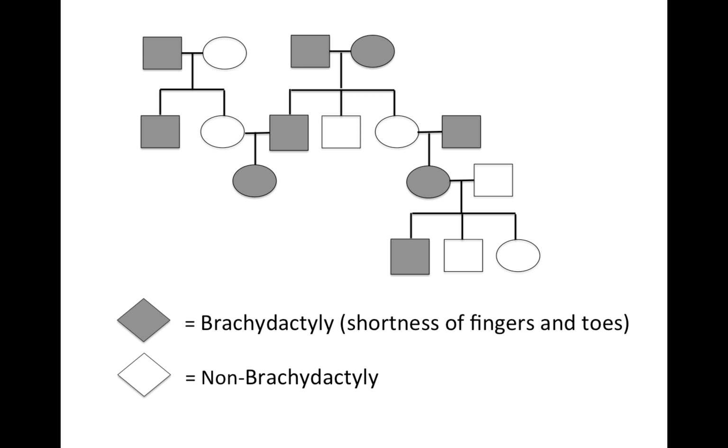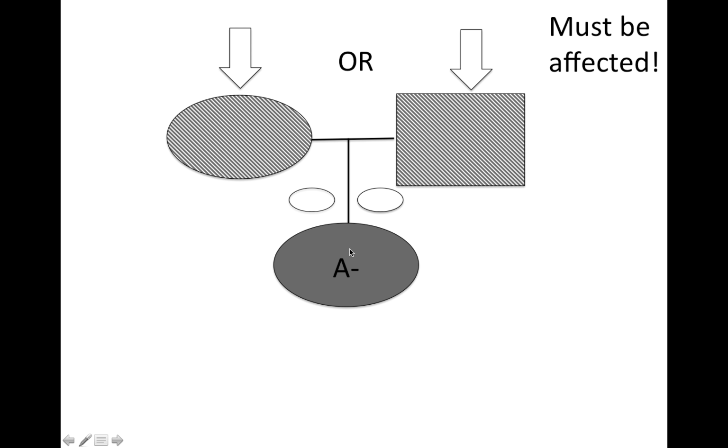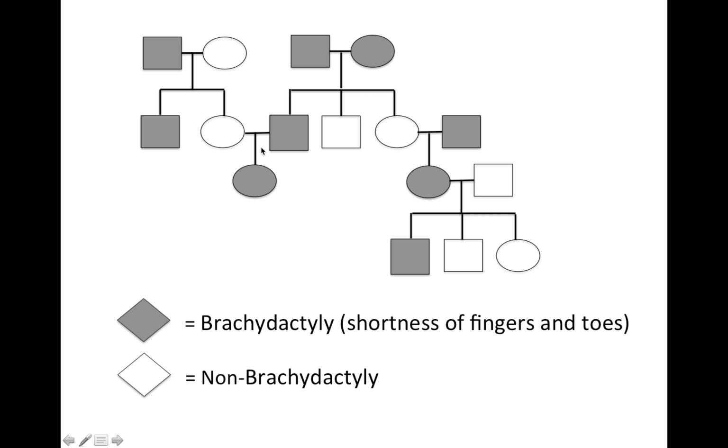Okay, so we have our rule here that an individual who is affected must have at least one affected parent. So let's see if this works out. We can just go through each one of our individuals. This individual has an affected parent. This individual is affected, has an affected parent. This individual actually has two affected parents. This one has an affected parent, and this one has an affected parent.